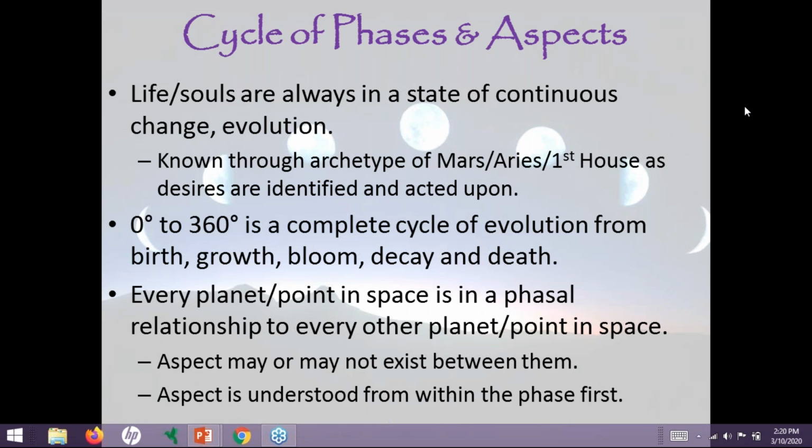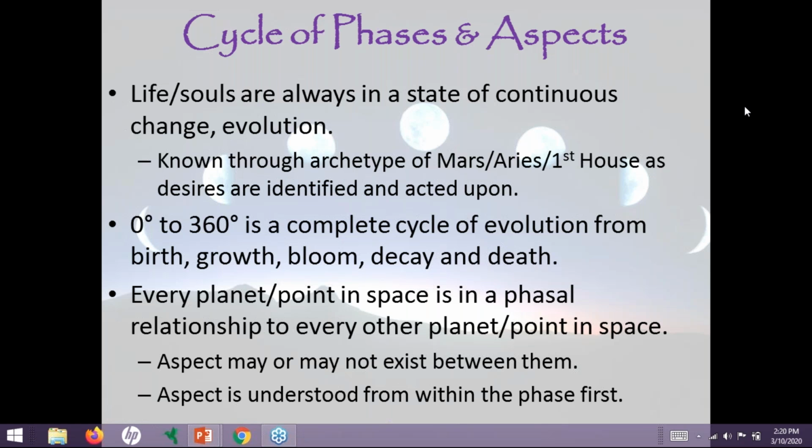So, for example, in my specific situation, if you look at my moon in traditional aspects, it's pretty much unaspected. And so traditional astrology will say that that planet is all over the place. It doesn't have anything to relate to. Well, that's actually a false statement because my moon is in a phasal relationship to every other planet in the chart.